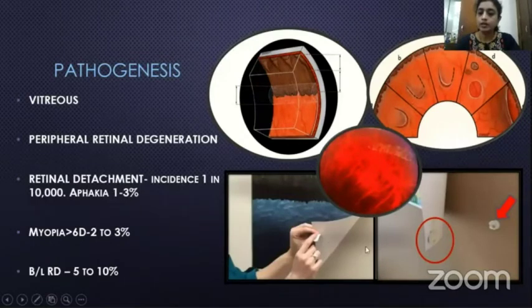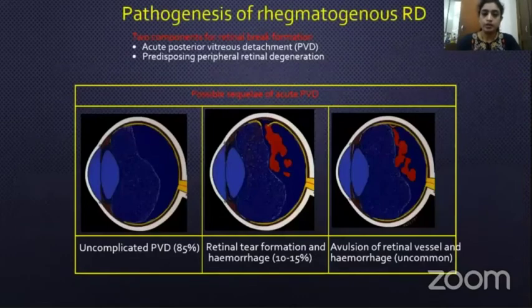So whenever there is a PVD, as you see here, with the poster which has been removed from the wall, there is a thick adherence, so part of the wall material comes off as well. So there will be tears or hole formation in the peripheral retina, which may lead to retinal detachment, especially in thin retina like in myopes. The incidence of bilateral RD is around 5 to 10%.